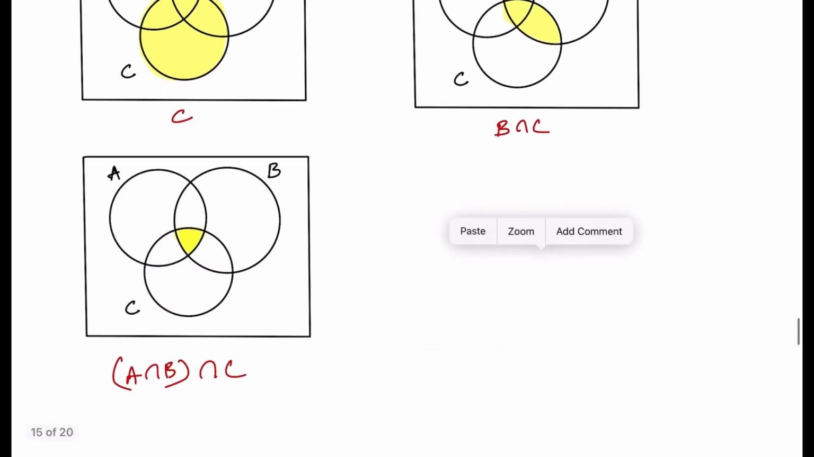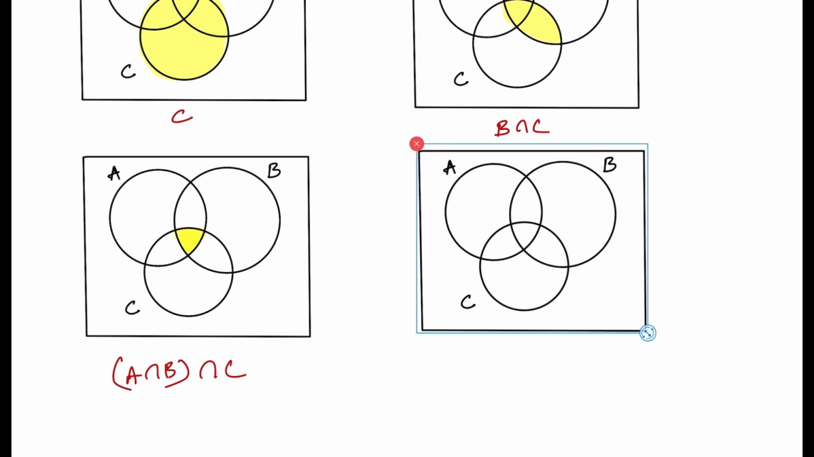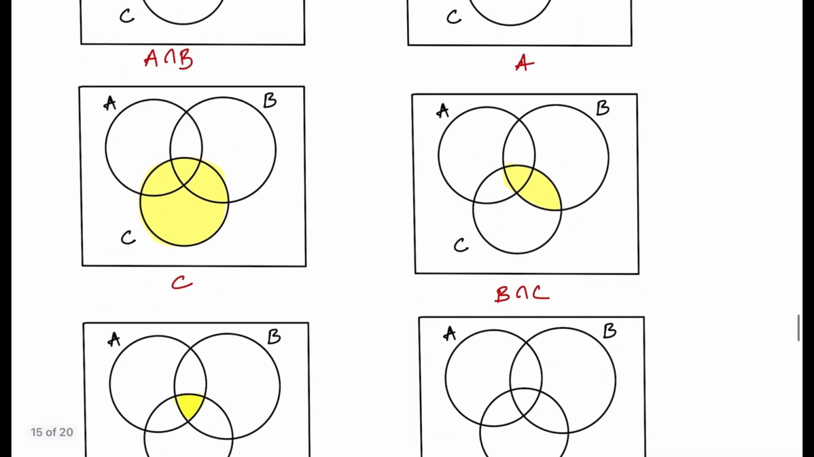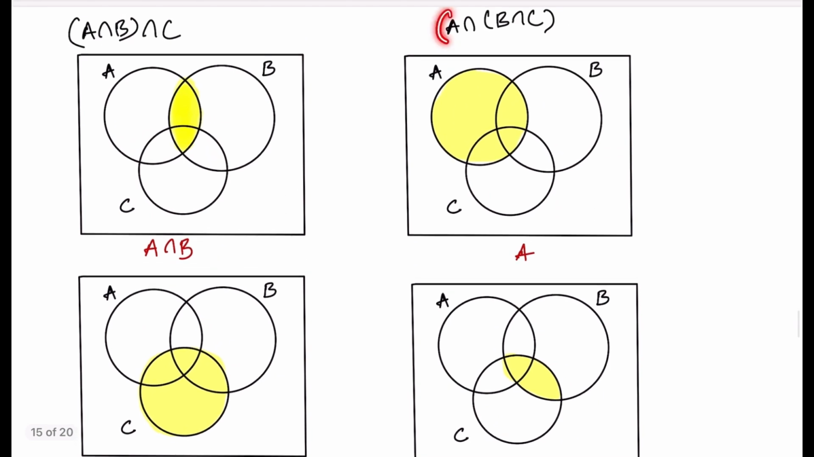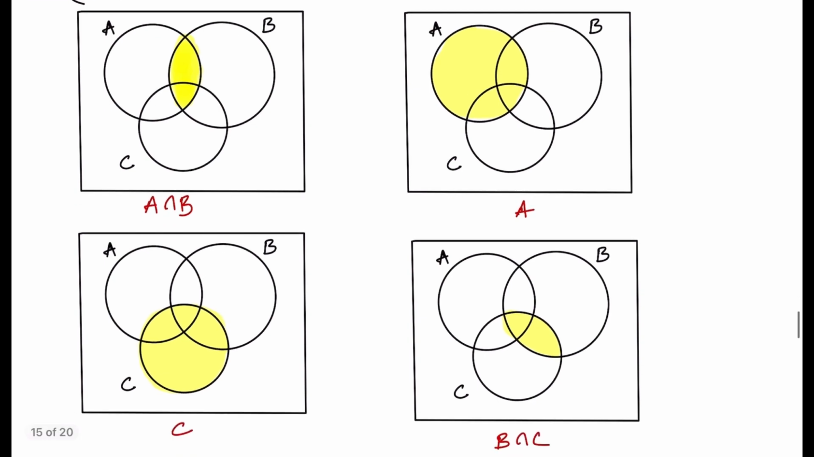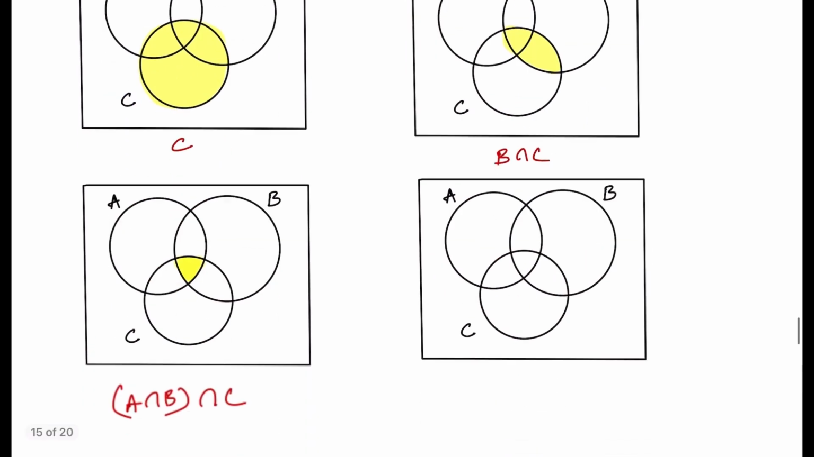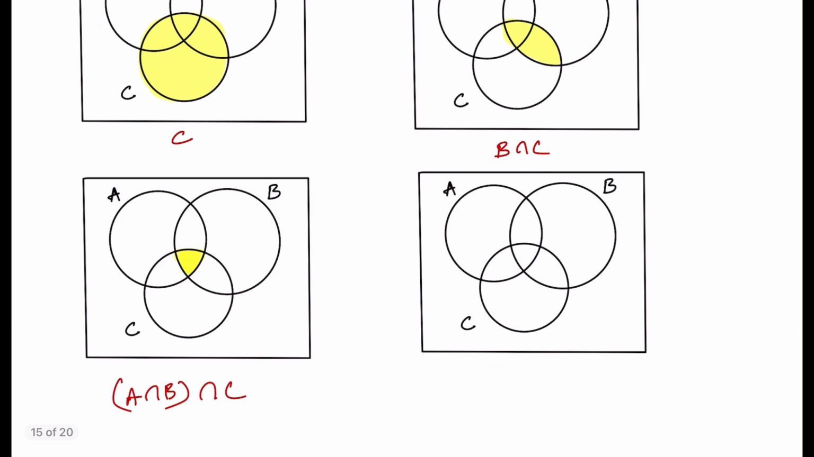Next we will shade the region for A intersection B intersection C. What is the symbol between these two? This symbol means we have to find the common region between these two diagrams. And what is the common region between these two diagrams? This is the common region. So we will shade that one. So this is basically A intersection B intersection C.